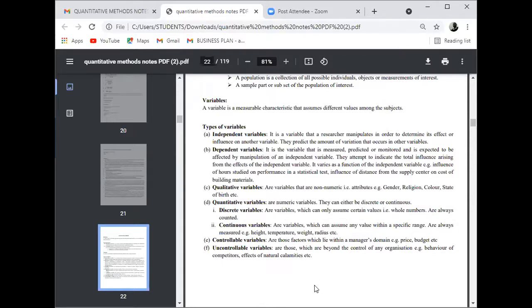The uncontrollable variables are those which are beyond the control of the researcher or any organization or manager. Like for example, changing technology. If technology changes, as an organization, you cannot be able to have an impact or adjust it. The competition, the natural calamities, and all that. Those are things which are beyond the organization, and they are considered as uncontrollable. And as an organization, you can only live with them and just adjust your controllable variables so that they can be able to fit in the uncontrollable variables.